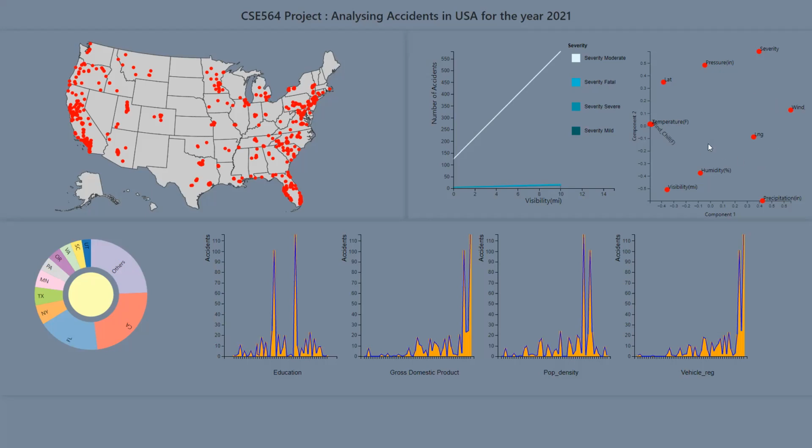Although correlation amongst these values is crucial, each value on its own is also important in analyzing why the accident took place. For example, there might be a specific range of values for humidity in which the number of accidents peaked. Hence, to analyze each value independently, we have also made a line graph. While doing so, we have classified the accidents according to their severity, which ranges from mild, moderate, fatal, and severe.